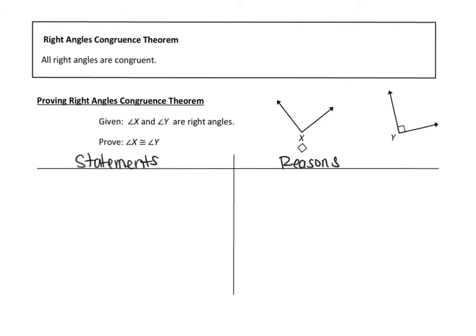So remember, your given statements always come first. I don't know what happened here, but that little box is supposed to be up there. So we'll put it up there. So we have angle X and angle Y are right angles. So that's your first statement. Angle X and angle Y are right angles, and that is given. And we want to prove that angle X is congruent to angle Y.